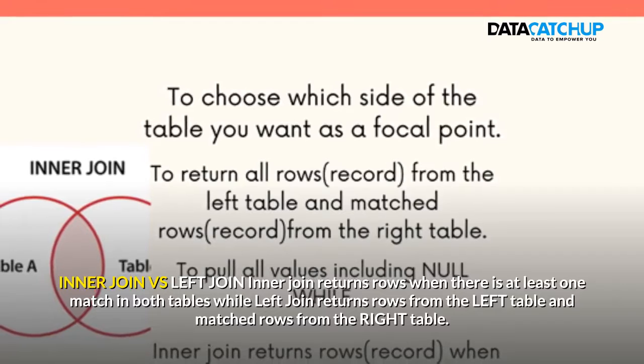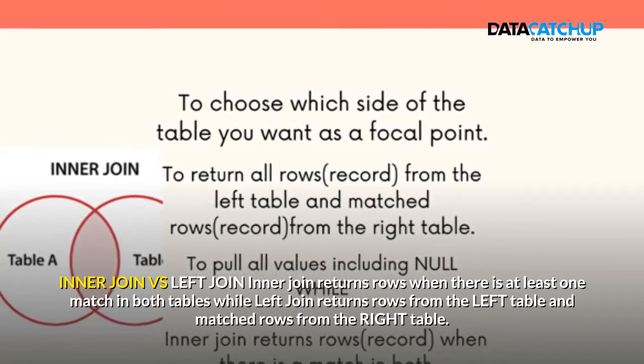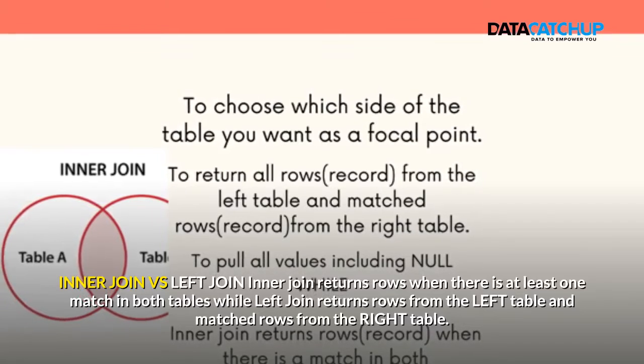Inner join returns rows when there is at least one match in both tables, while left join returns rows from the left table and matched rows from the right table.